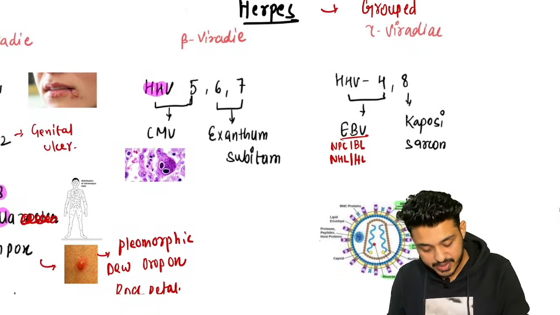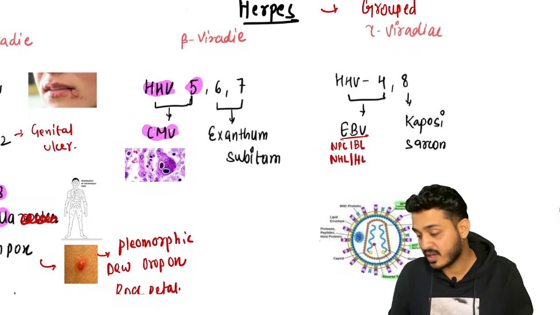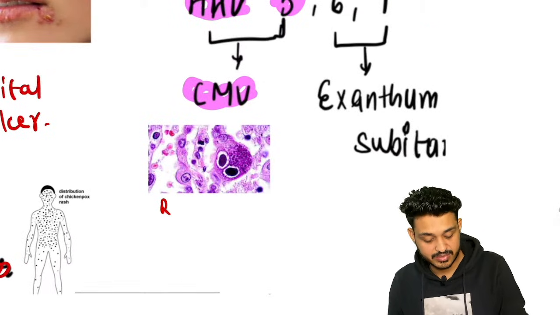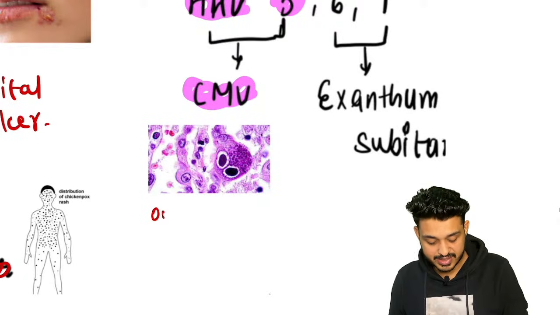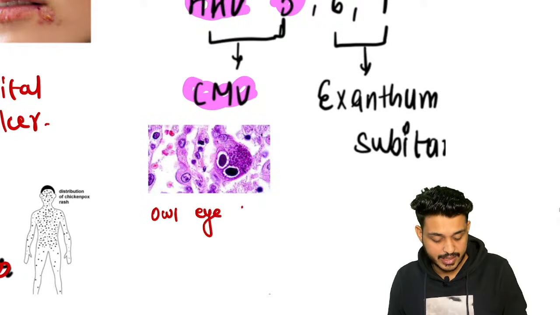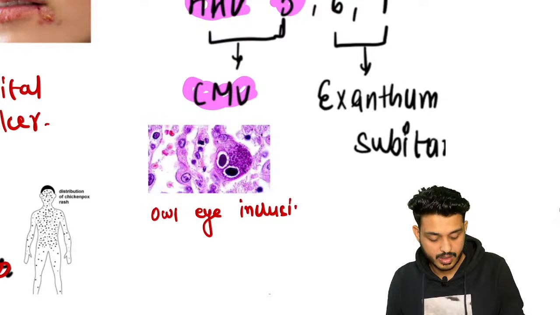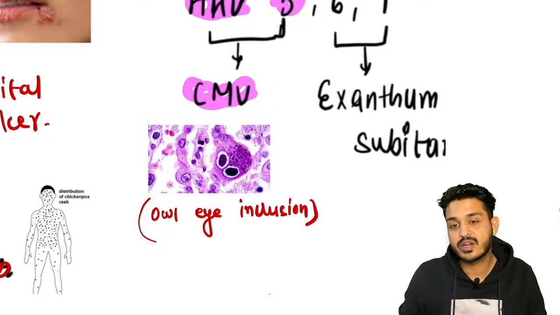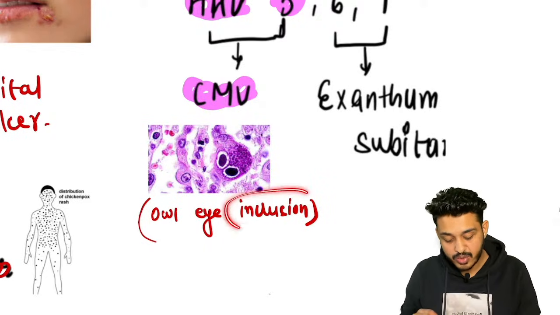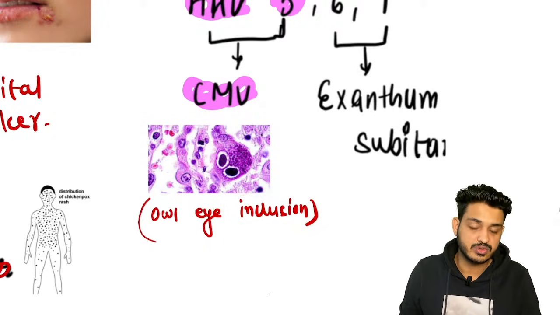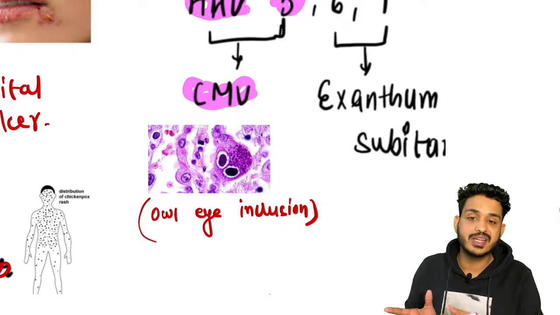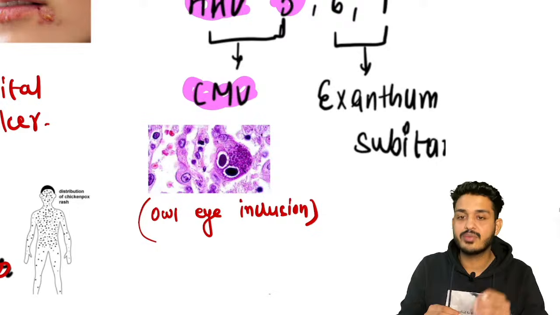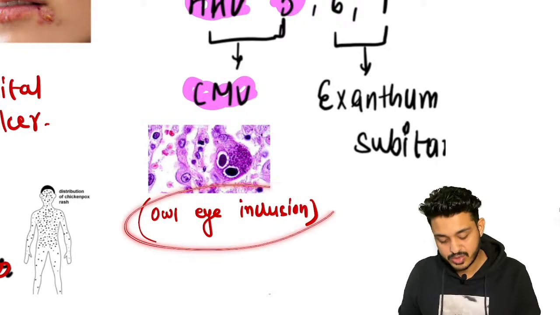HHV5, human herpesvirus 5, is known as what? Cytomegalovirus, right? This is going to have this appearance. This is known as what? Owl eye inclusion bodies, right? To look at the virus better, we use what? Electron microscopy. To look at the inclusion bodies, we can use light microscopy. What are inclusion bodies? You can have something in the cytoplasm, something in the nucleus, or maybe something in both cytoplasm and nucleus. That is what is known as inclusion bodies, right?